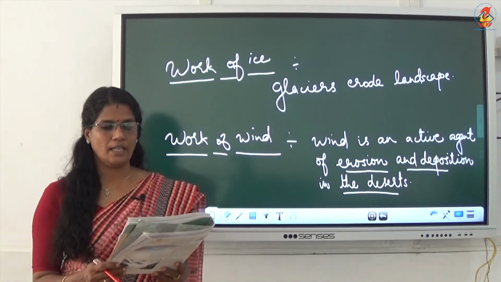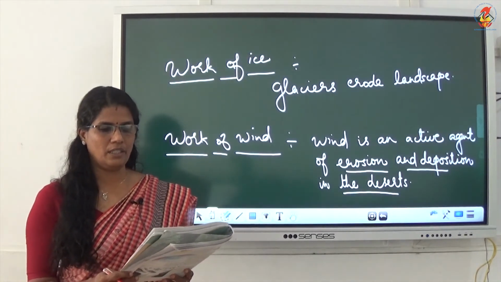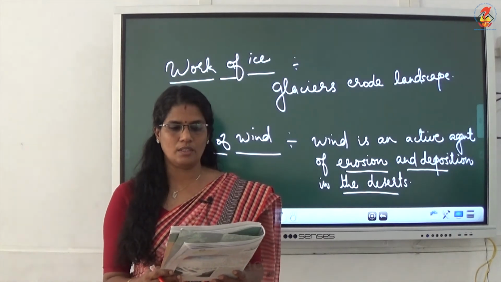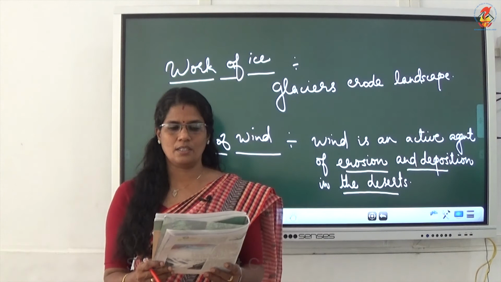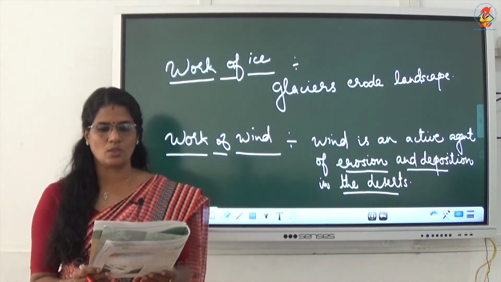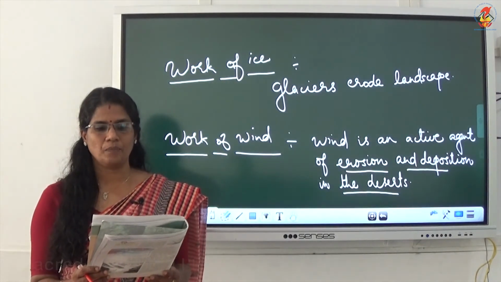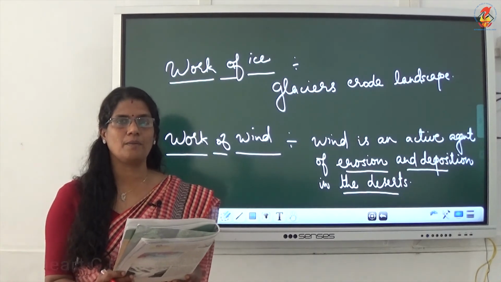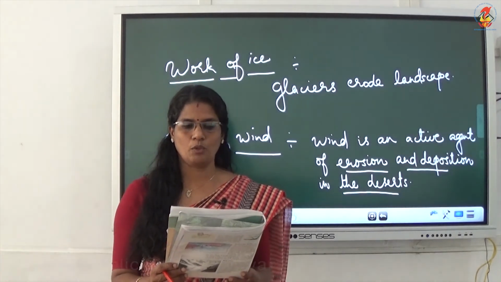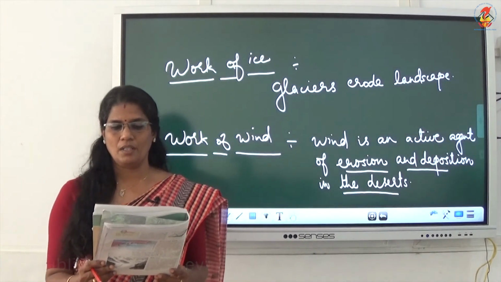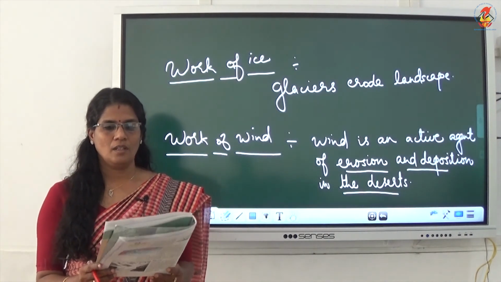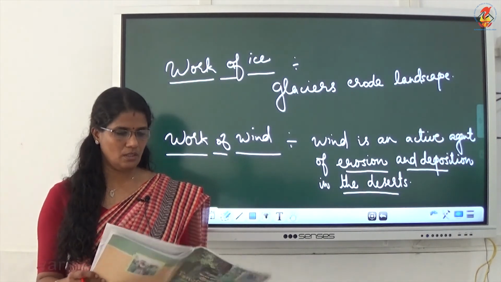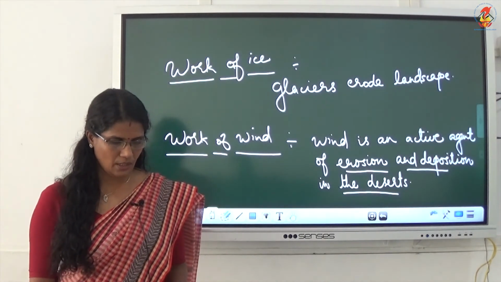When the grains of sand are very fine and light, the wind can carry them over very long distances. When such sand is deposited in large areas, it is called loess. Underline loess also, L-O-E-S-S. So three things you have to study from work of wind: mushroom rocks, sand dunes and loess. Large deposits of loess are found in China. So this is about the chapter Our Changing Earth.